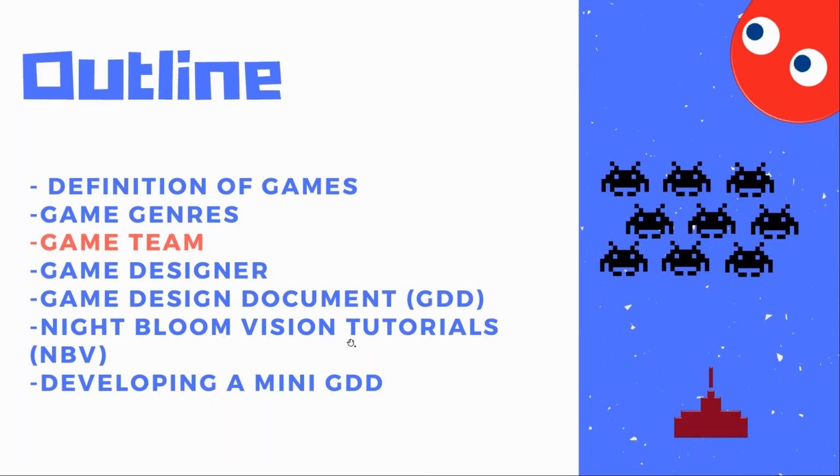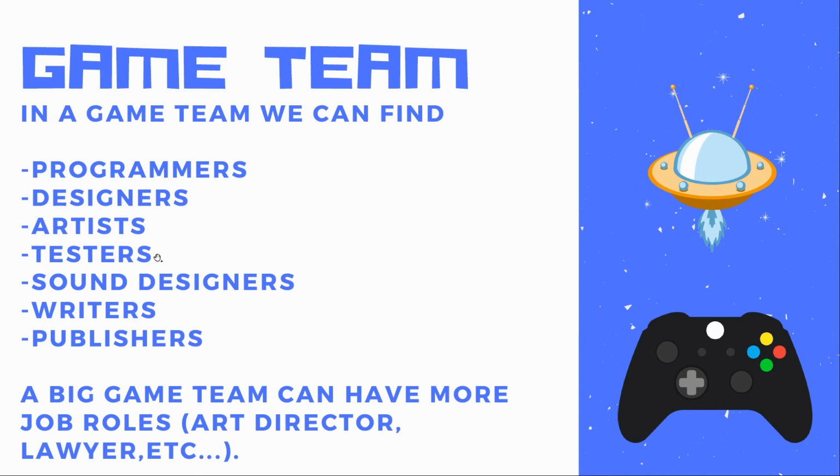Moving on to the game team. In a game team, we can find programmers, designers, artists, testers, sound designers, writers, publishers, and many more. A big game team can have a lot of job roles and additional job roles such as art director, lawyer, and more. However, small teams can be made of just a programmer, a designer, an artist, and a sound designer, and of course someone who could take care of the marketing and publishing of the game.